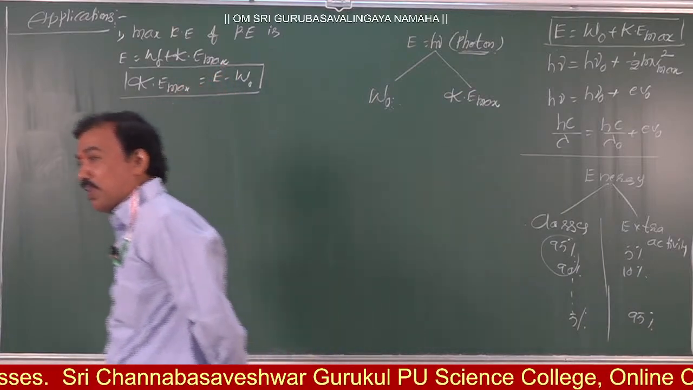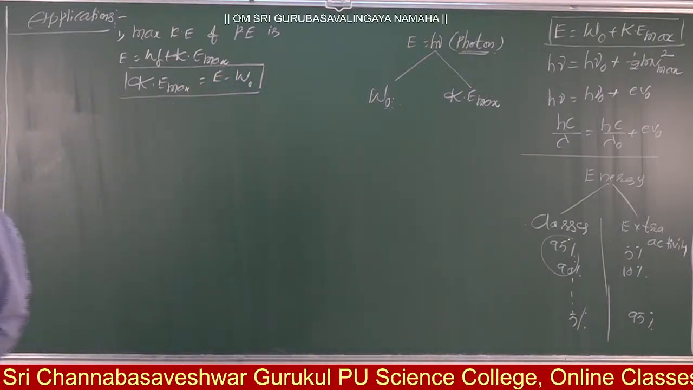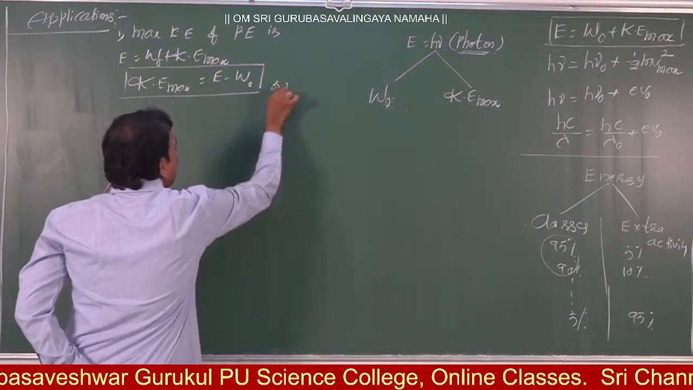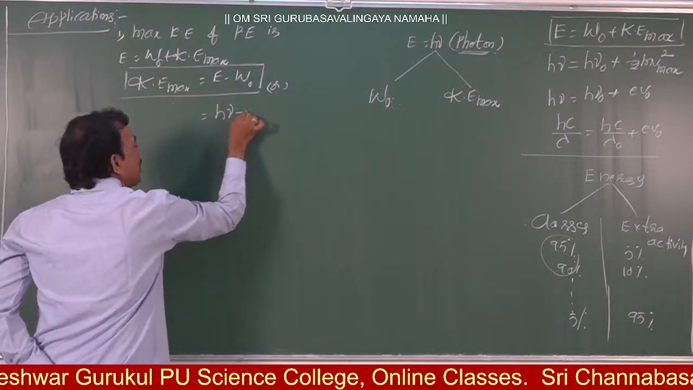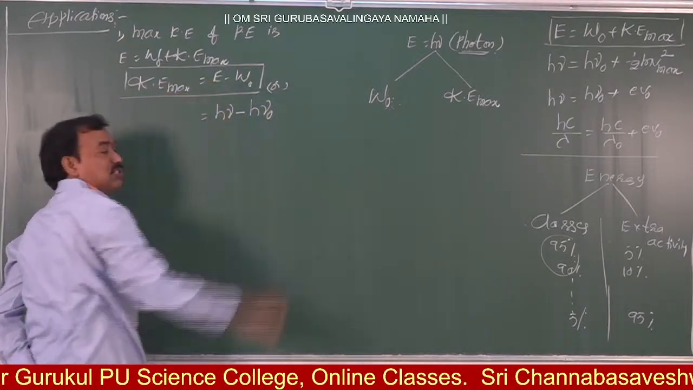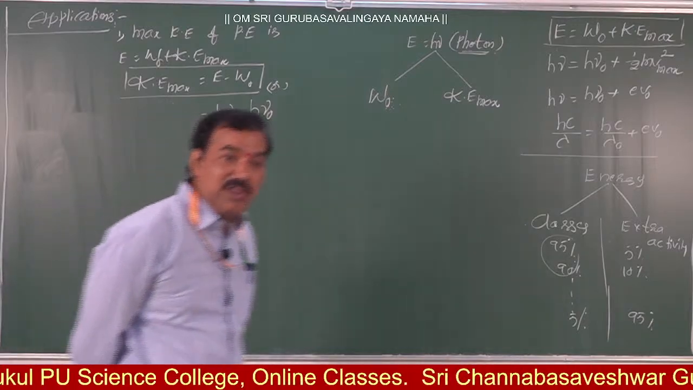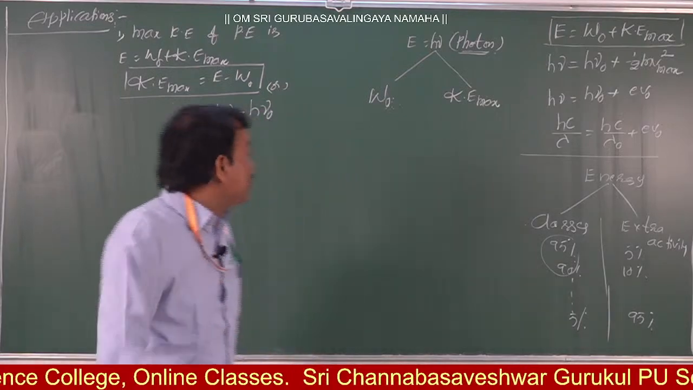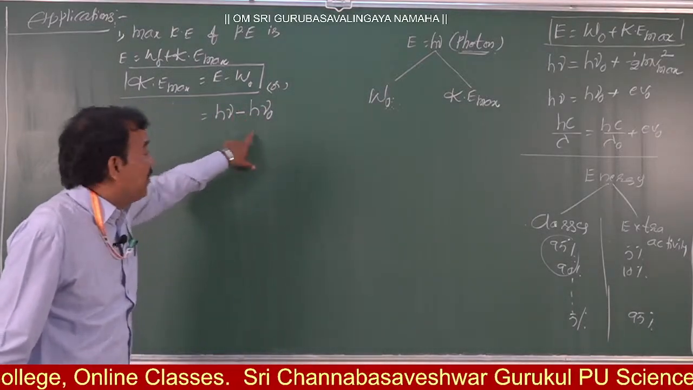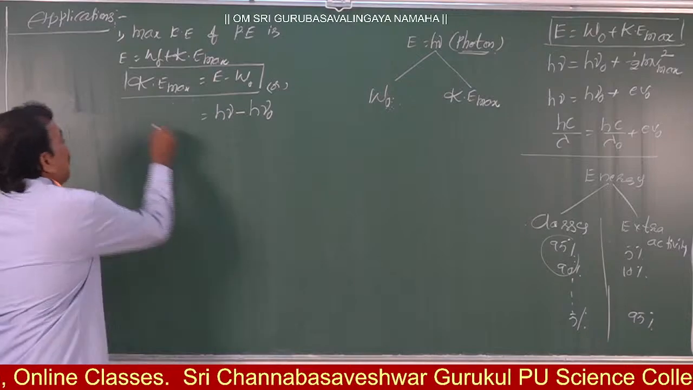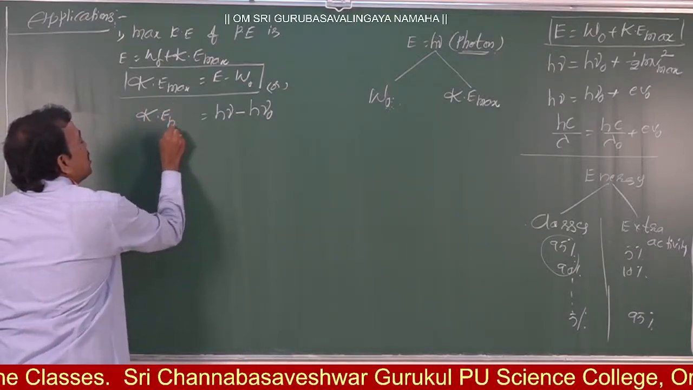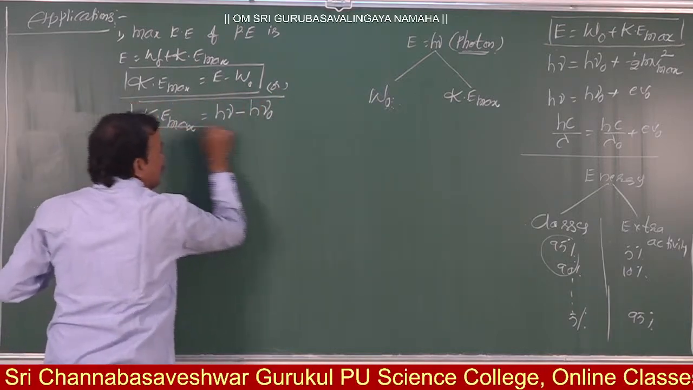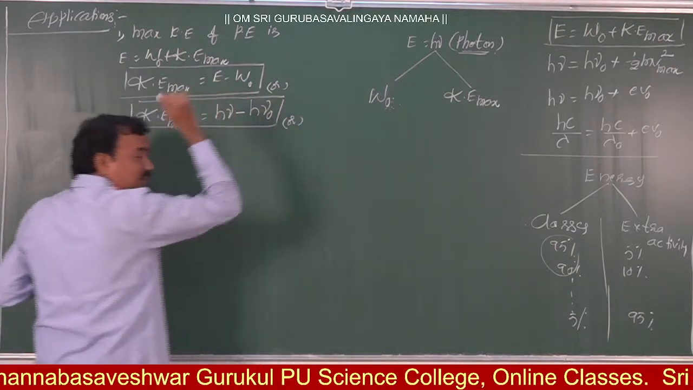Suppose in this question the energy is given in terms of the frequency only. And what is the equation here? E is equal to h nu. And next, W naught is equal to h nu naught. So whenever the frequency of incident light is given and the threshold frequency is given, you have to use this equation: the maximum kinetic energy is equal to h nu minus h nu naught. This is one equation.